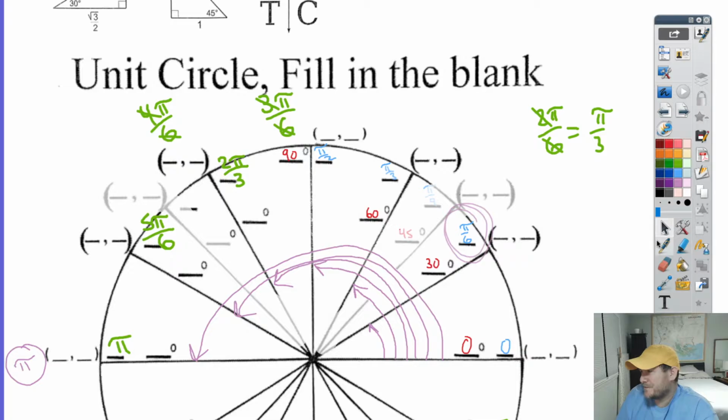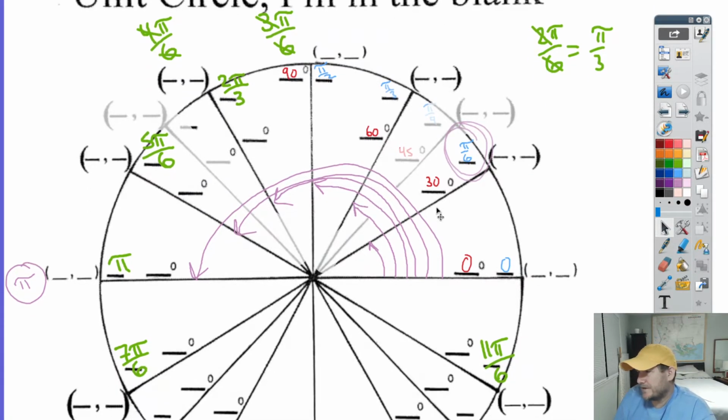But for those, this time skip your 30s and 60s, but don't skip your 90s. We want to count by 45s. So we want to count 45, 90, 135, 180, 225, 270, 315, 360. But if I do that, I'm just counting by pi's over 4. So I would have 1 pi over 4. We already knew that. This guy must be 2 pi over 4. That reduces down again. So this guy then is 3 pi over 4.